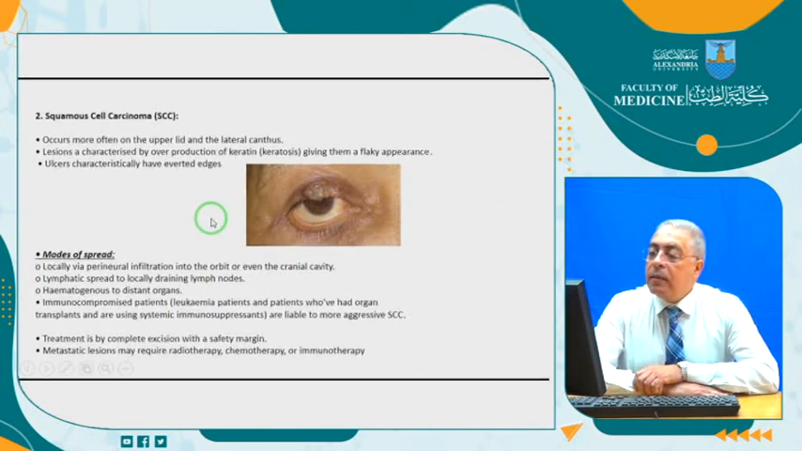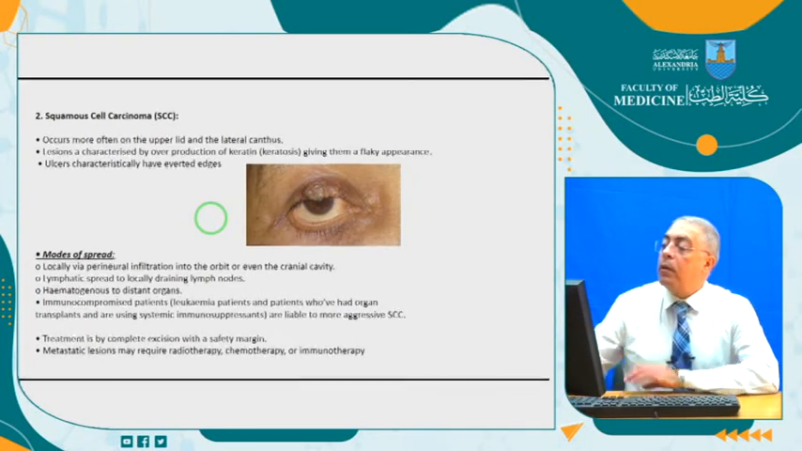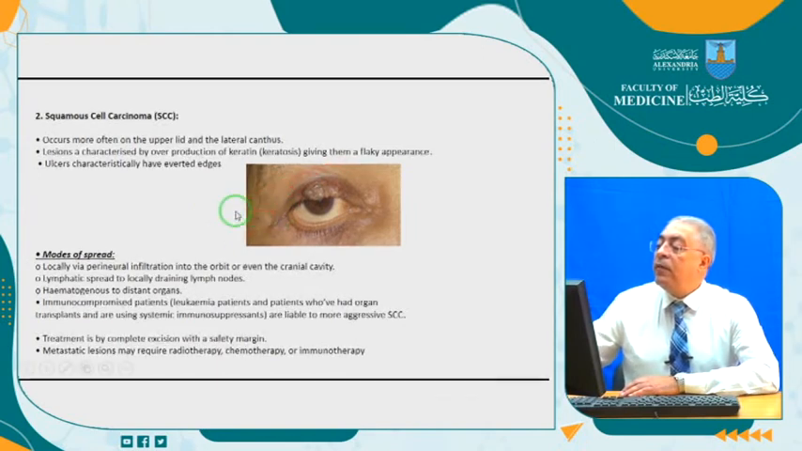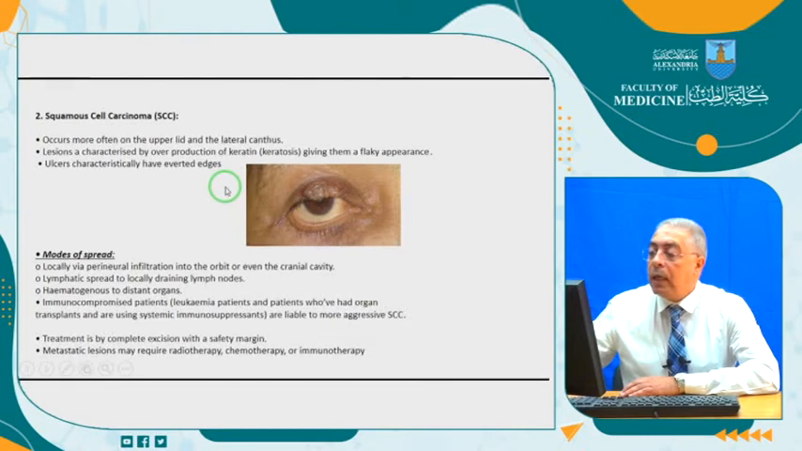One of the malignancies is the squamous cell carcinoma. It occurs more often on the upper eyelid and the lateral canthus. It's characterized by overproduction of keratin, keratotic lesions and a scaly surface, giving them a flaky appearance. Sometimes it ulcerates and is characterized by everting edges, not rolled in like in the basal cell carcinomas.